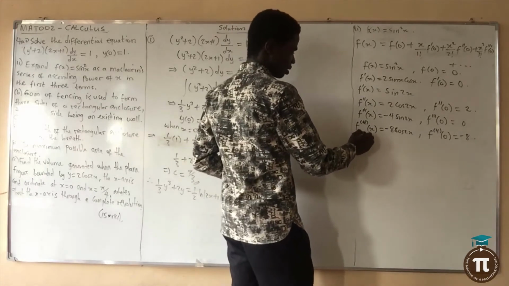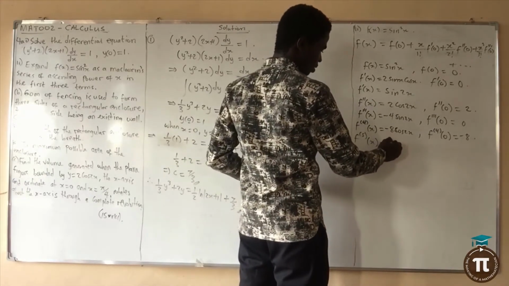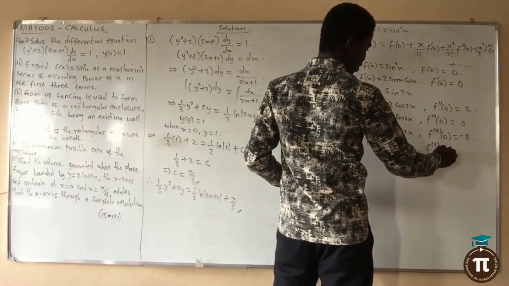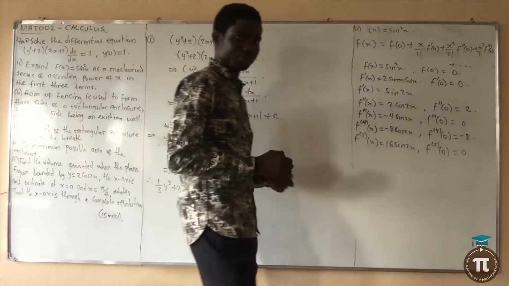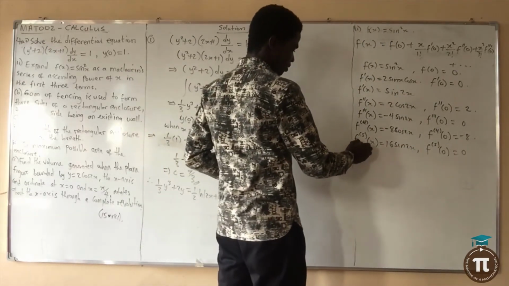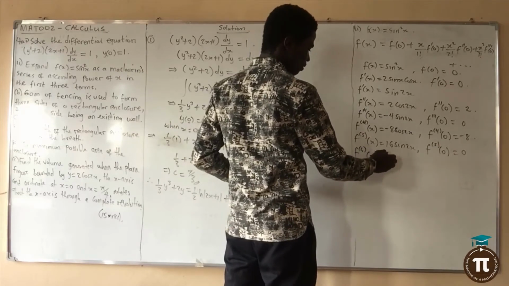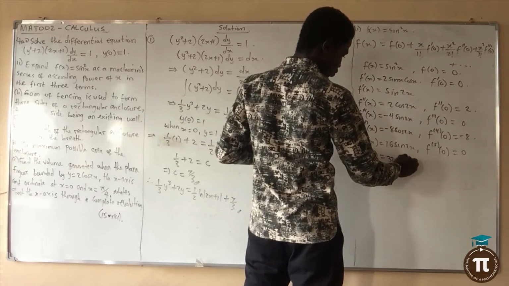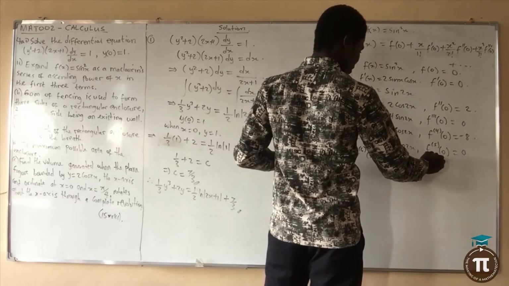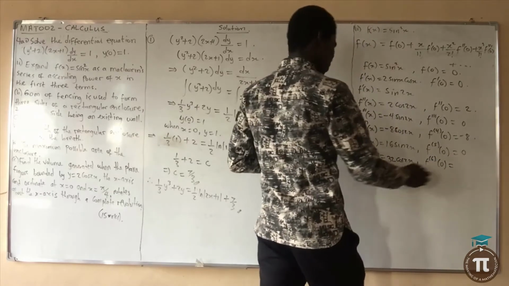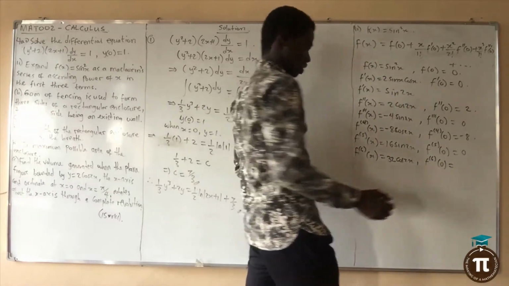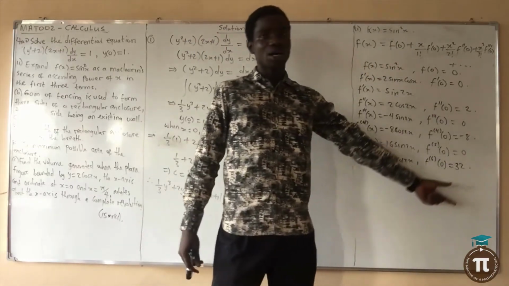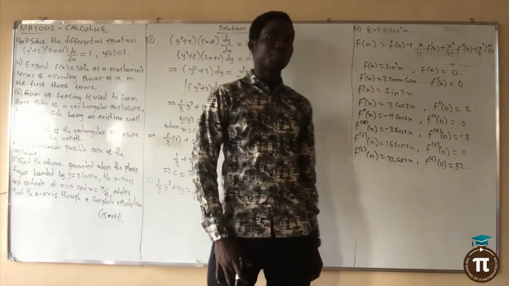So the fifth derivative, this is 16 sine 2x. f5 of 0 will still be 0 as well. Now f6, this one will give me 32 cos 2x. So f6 of 0 will then be equal to 32 cos 0, which is 32. So since I have gotten three numbers that are different from 0, I just stop there.